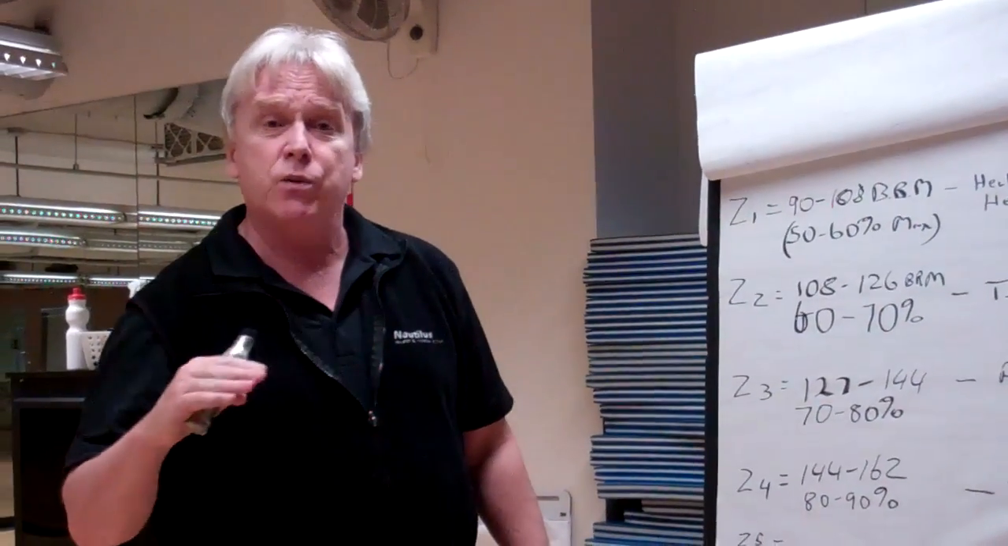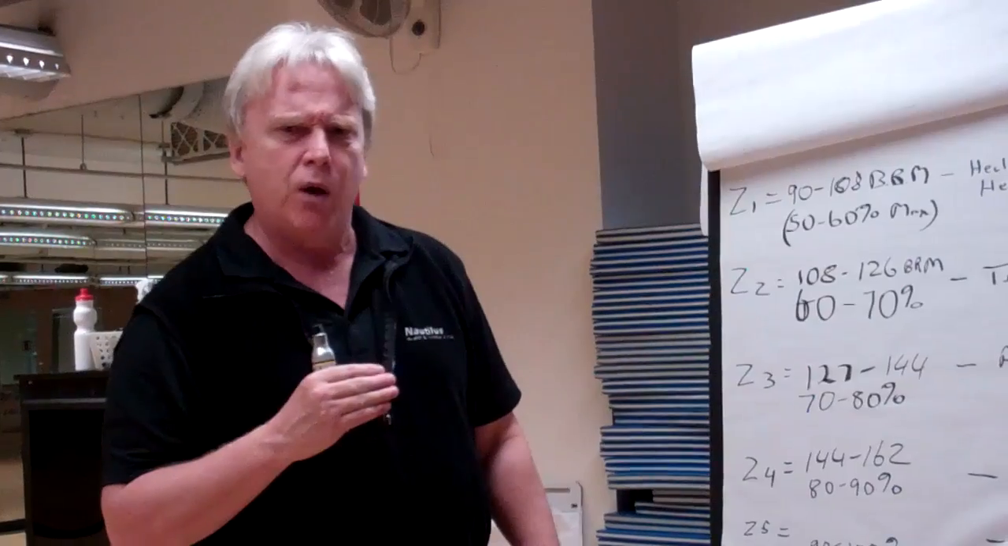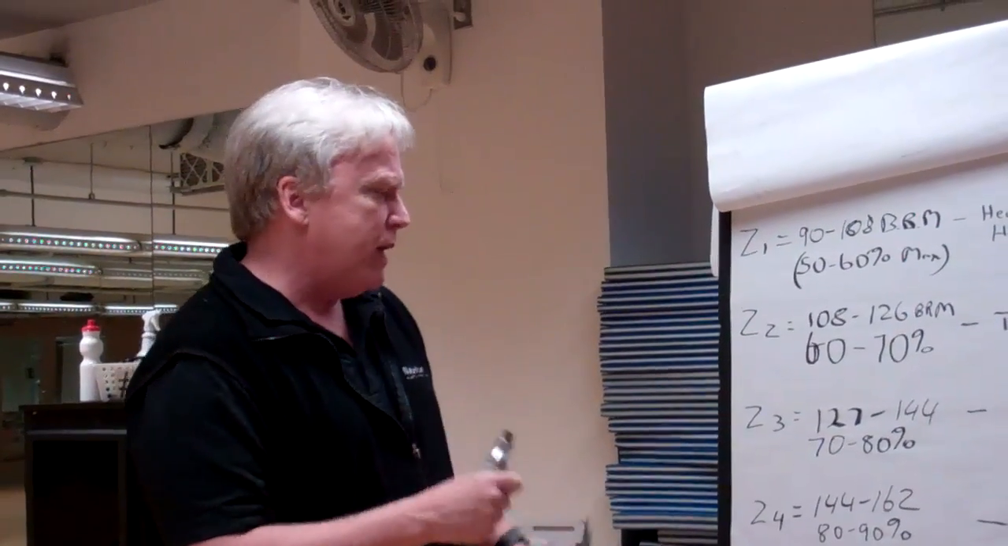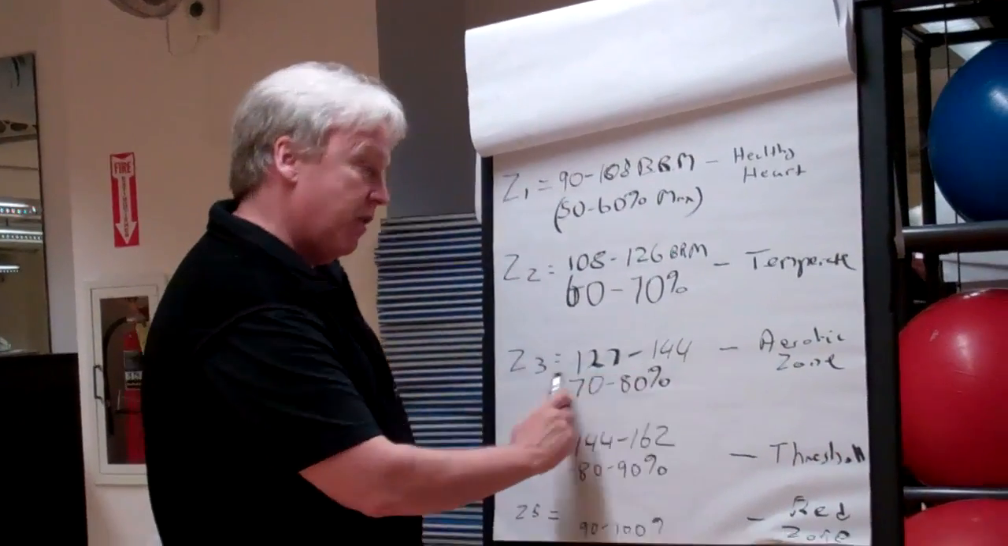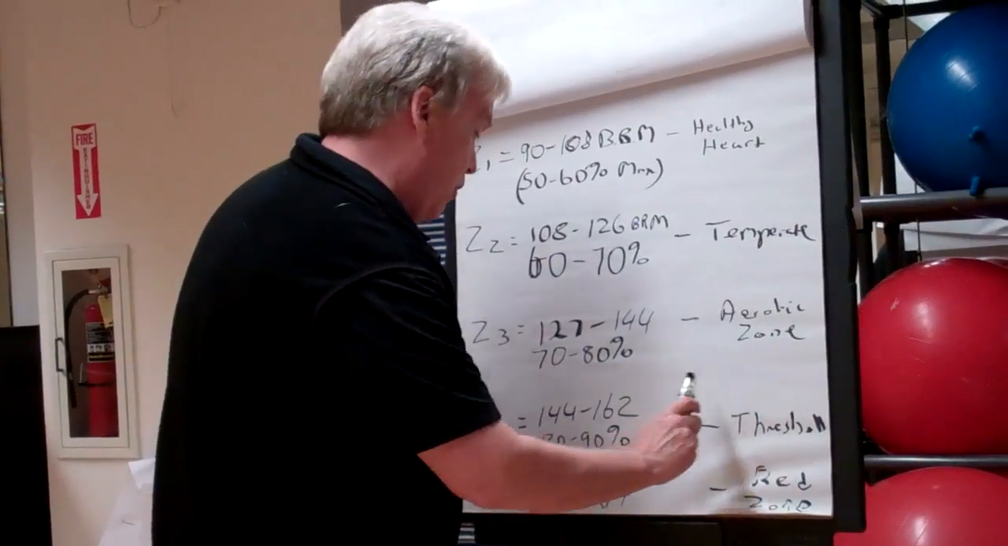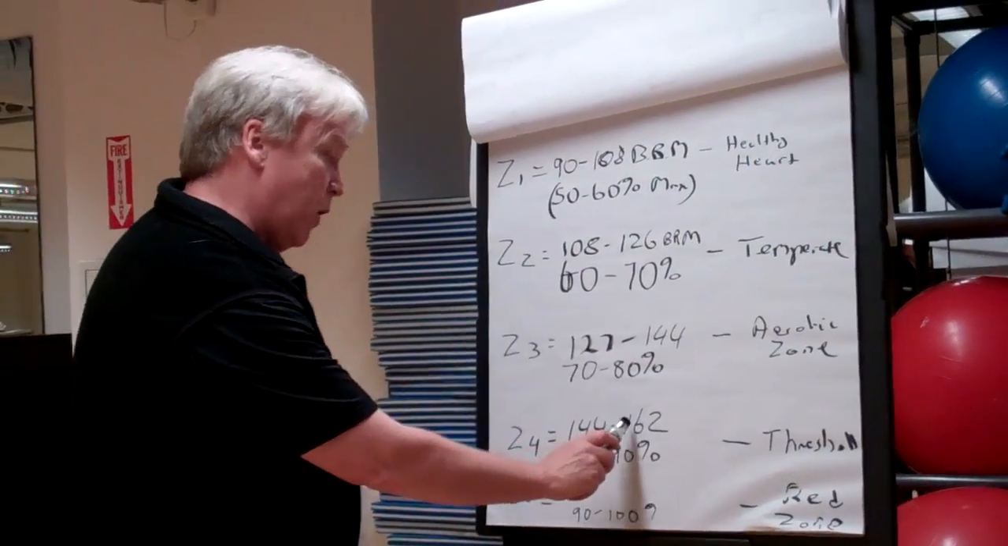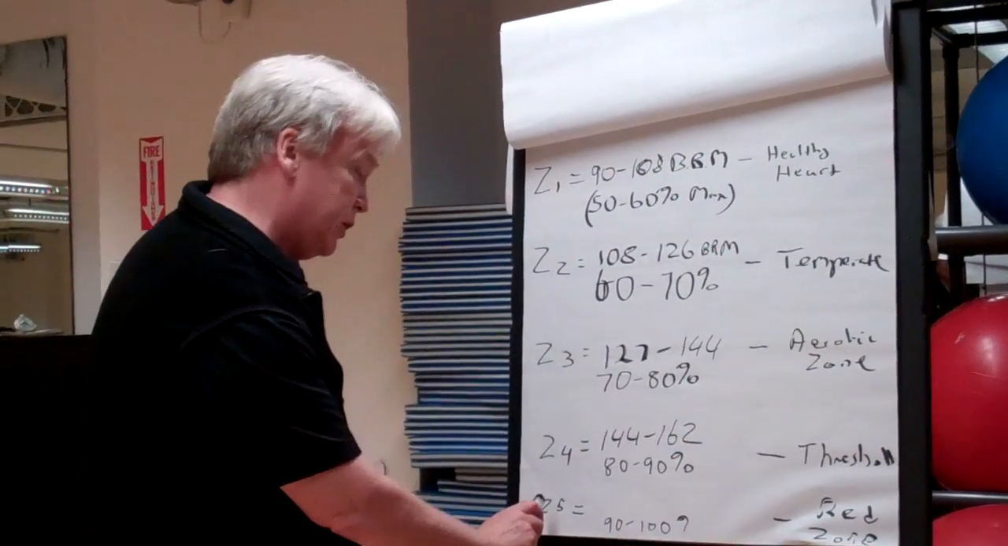Is that going to hurt us when we do our actual exercise program? No, we get it under control. But we need that aerobic base, working within that training heart rate zone. So, zone 4 is 144 to 162, your threshold zone.